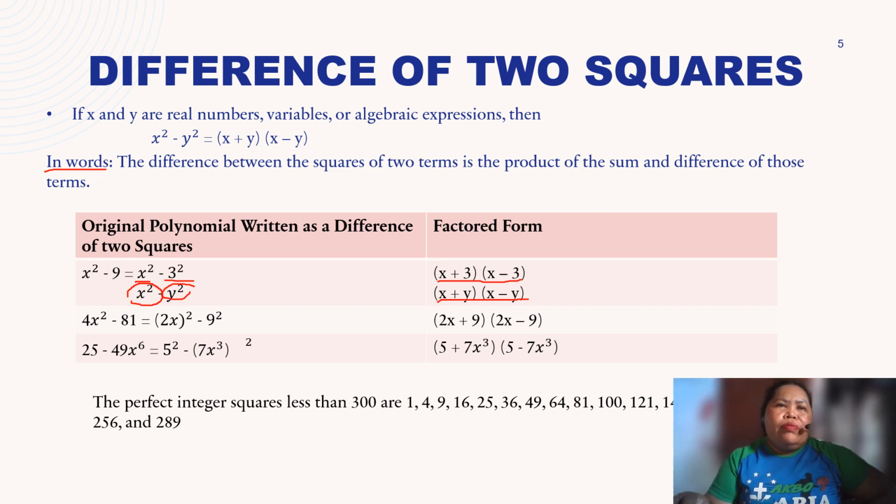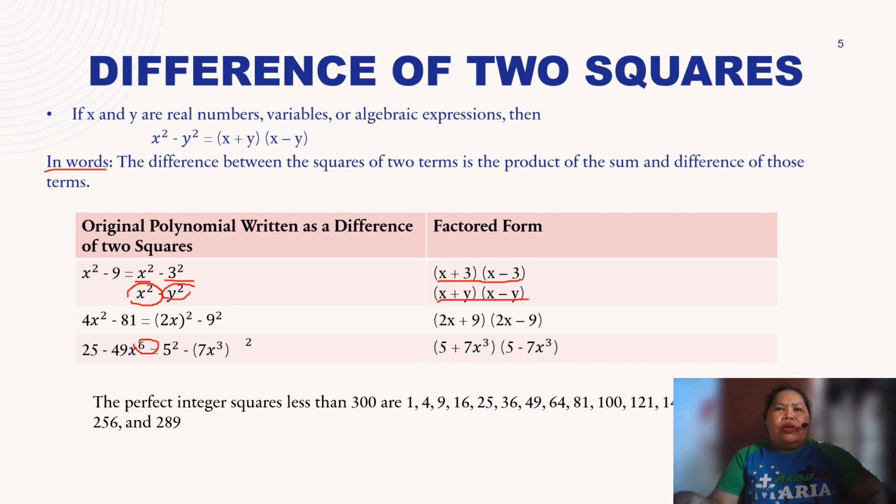Then we have 25 minus 49x to the 6th power. So we have 5 squared minus (7x cubed) squared, because this is 49x to the 6th power. So the factored form is 5 plus 7x cubed and 5 minus 7x cubed.